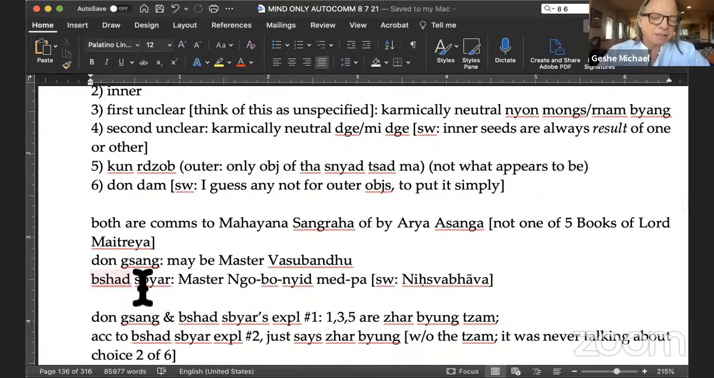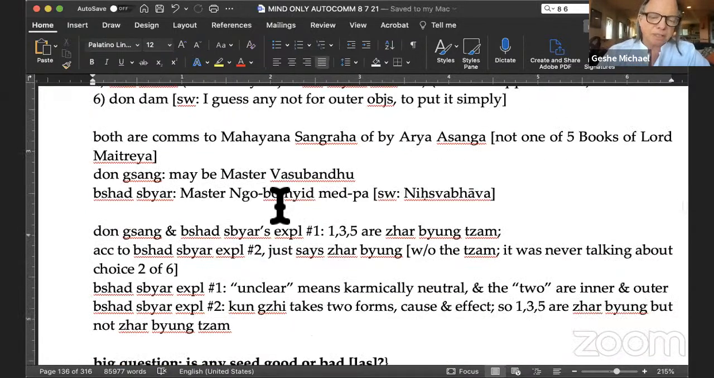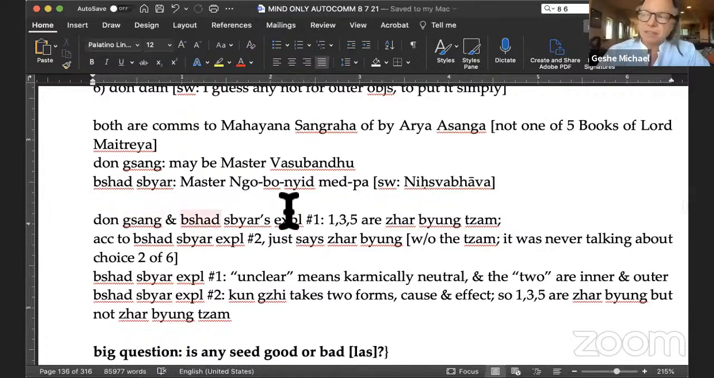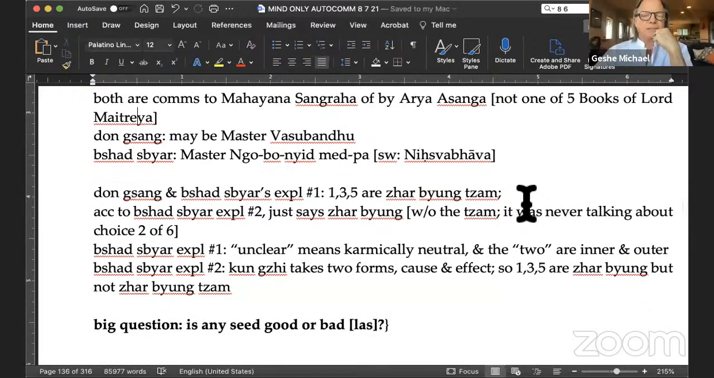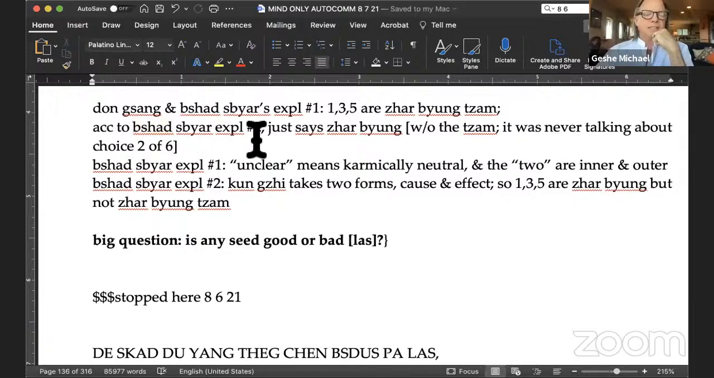And as Word noted, the first commentary, which is called Secret Meaning, is probably not by Master Vasubandhu, according to the author of the catalog to the Derge Tengyur, who was a smart guy. And we don't know who the author was. And then Shejar, this other commentary on Mahayana Sangraha, was written by this layperson named Nisvabhava.